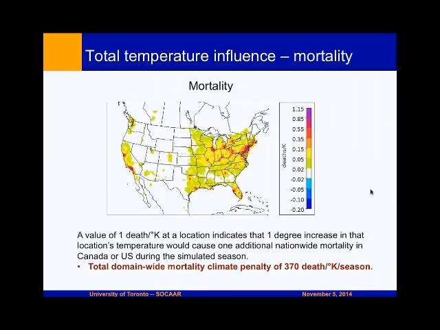If you do the same thing with mortality, you get the numbers. Again, if in one location you have a value of 1, it means that if temperature in that location increases by 1 degree Kelvin, there will be 1 additional mortality in North America per season due to that increase. So if you have temperatures increasing by 1 degree everywhere, that adds up to about 370 additional deaths per Kelvin per season. So for a mid-century 2 degree increase in temperature, you're looking at something on the order of, I don't know, about 3,000 probably, approximately, back of the envelope, 3,000 additional deaths.